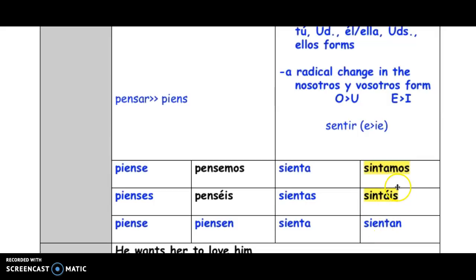Outside of the boot, the radical change, the O changing to U, the E, if it used to be an E to IE verb, the E will change to I. So sintamos, sintáis.